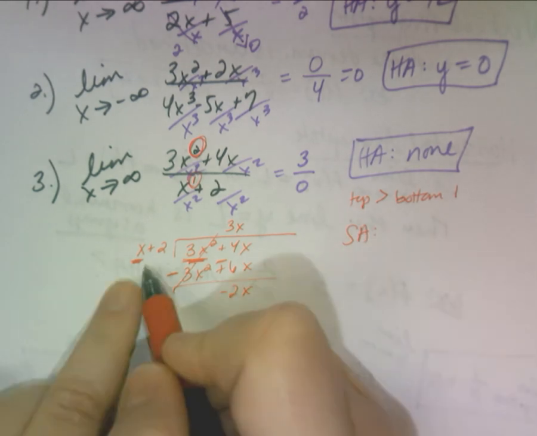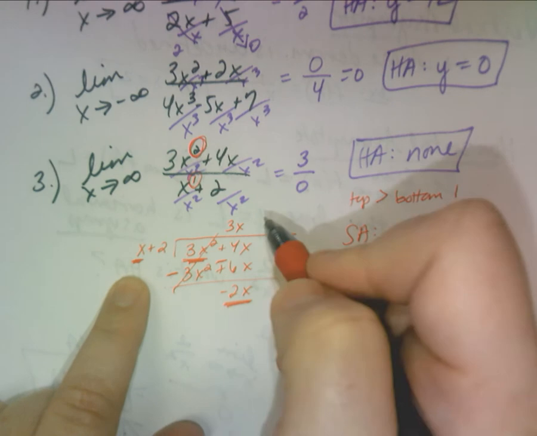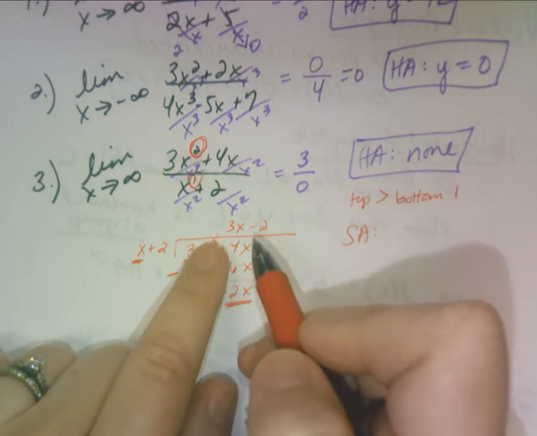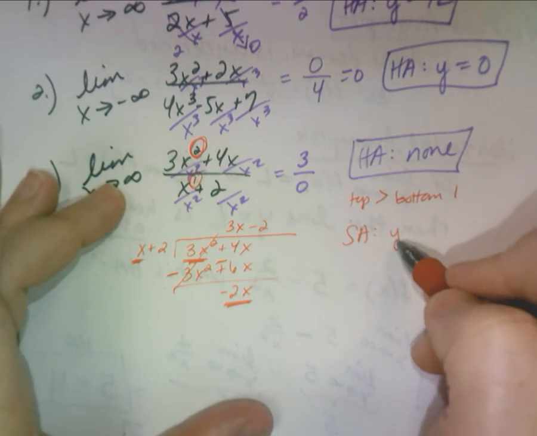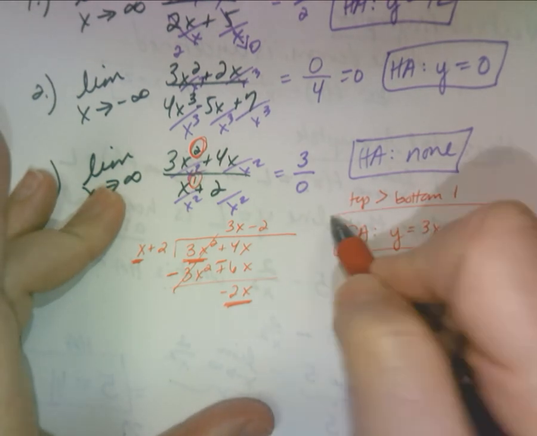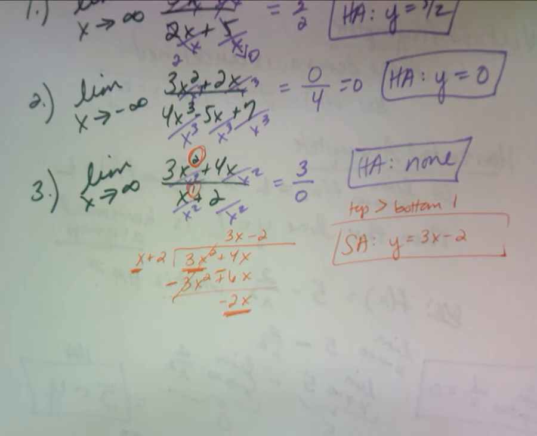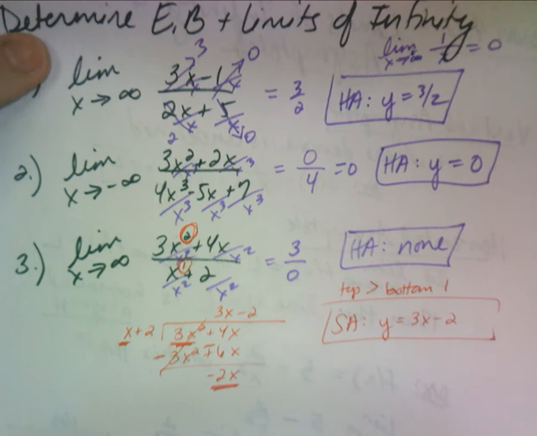Okay, and now do it again one more time. How does an x become a negative 2x? What do I need? See how that's already in y equals mx plus b form? Don't even find the remainder. Don't do anything else. That's your slant asymptote. Y equals 3x minus 2. So you'll have one of those, I think, tonight for homework, where the degree is higher by 1. But most of the time, it's either going to be 0 or a coefficient.